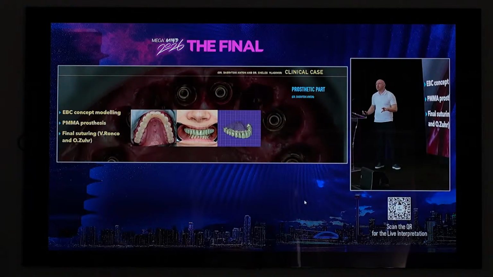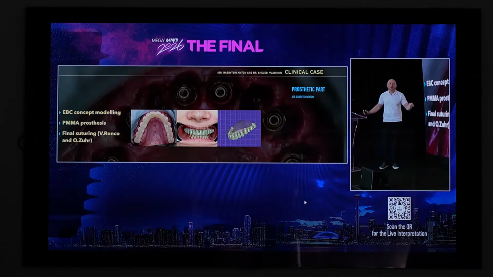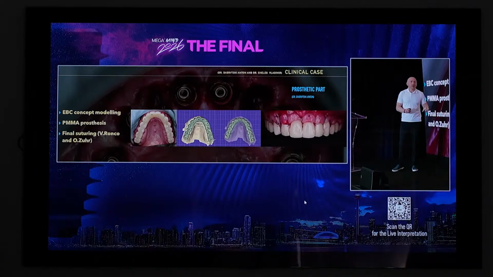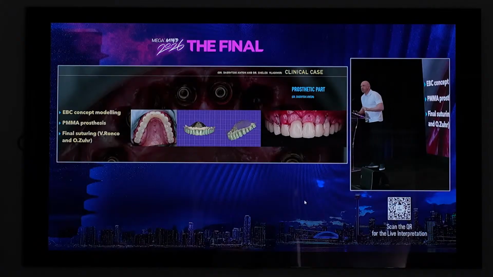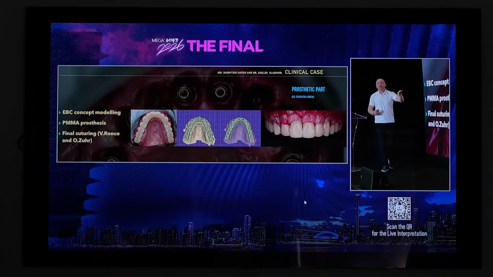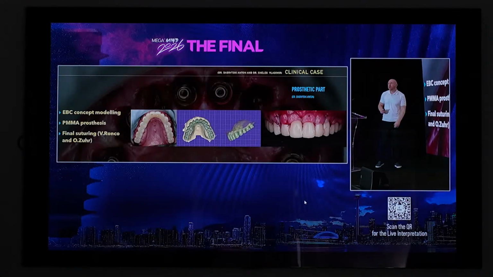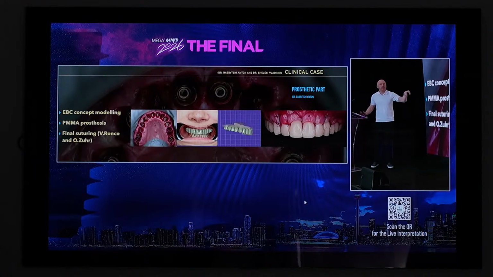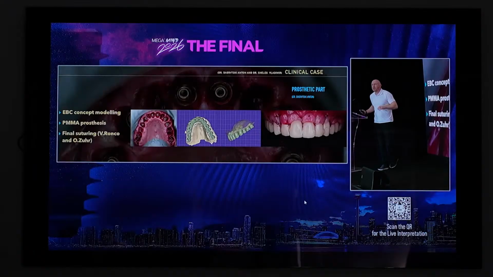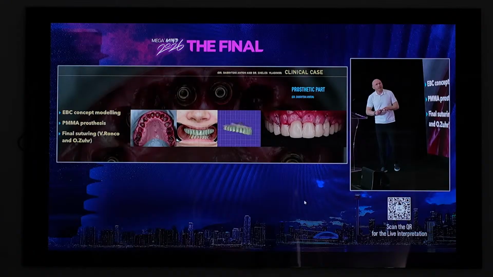After 3-4 hours, we can model and mill the temporary construction in our clinic, and after 4 hours, we are ready to fix our temporary construction in the mouth of the patient. The last but not least part of the surgical procedure is the final suturing with Otto-Zur Ironco sutures. After 2 weeks, I will remove these sutures. And in this case, I also removed the temporary construction to demonstrate and examine the situation after 2 weeks of healing.